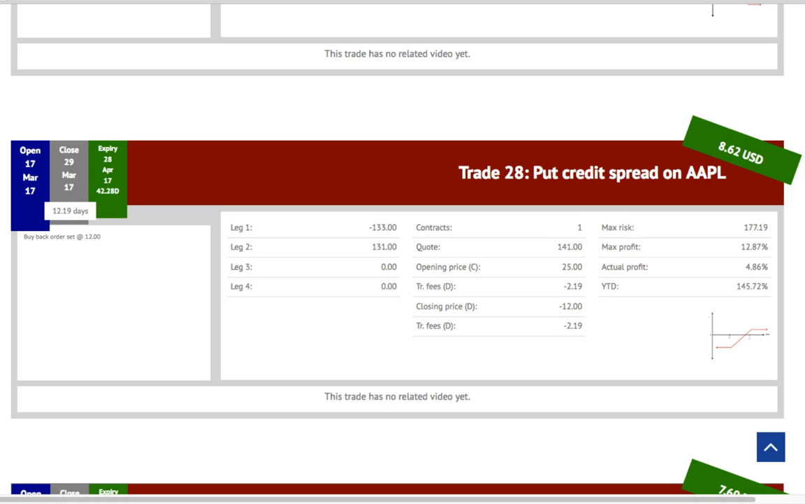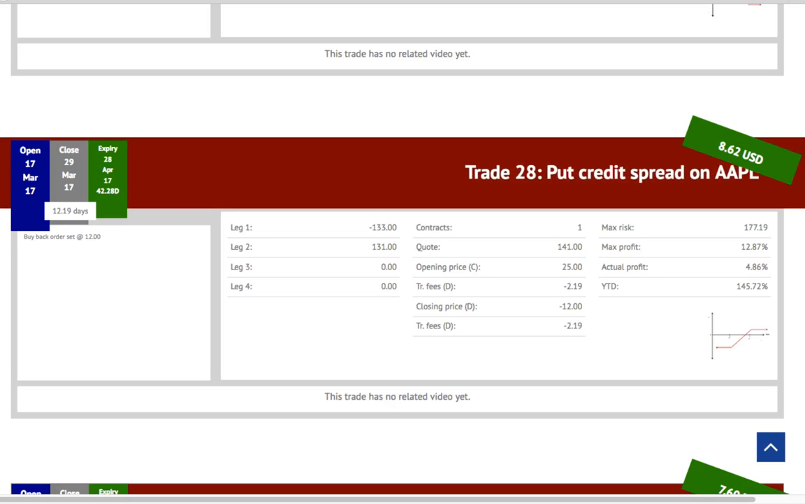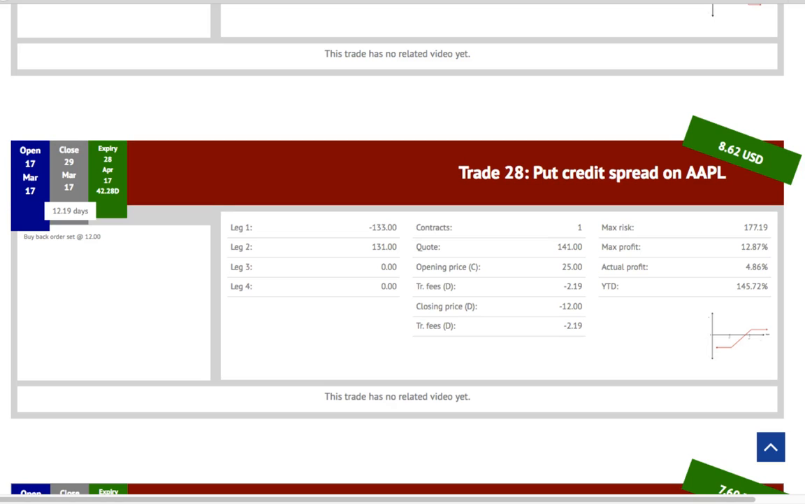Alright, so we bought this back after 12.19 days for a buyback price of 12. Plus we had to pay 2.19, that's a total of 40.19. This reduces our net profit to 8.62 USD, and 8.62 USD simply is the credit that you receive minus all the brokerage or commission fees paid to the broker, and minus the buyback price, of course, to close out the option.